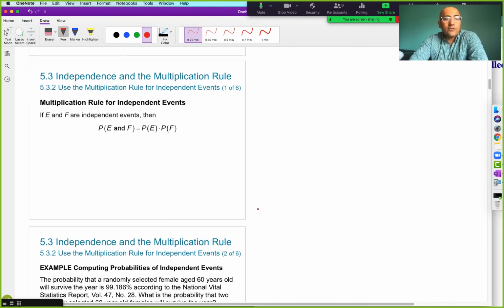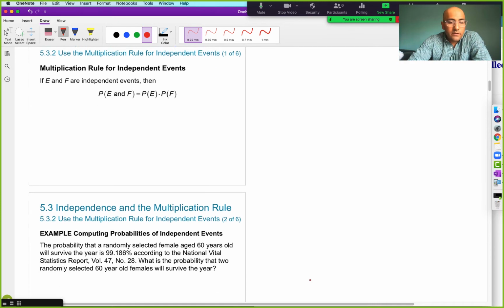Okay, so the multiplication rule for independent events. So step one is going to be to determine whether event E and event F are independent, and that in and of its own, it can be very tricky. But assuming that we know that event E and event F are independent, then the multiplication rule tells us that the probability of event E and F is equal to the probability of E times the probability of event F. Got it? Got it. For example, let's look at an example down here.